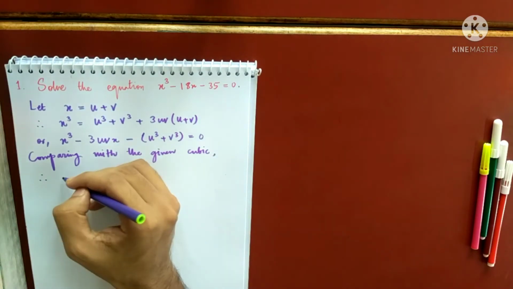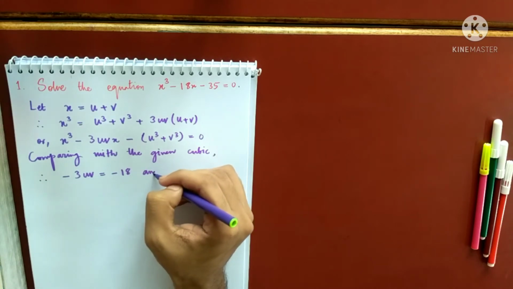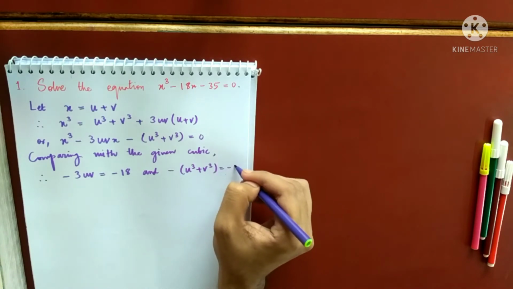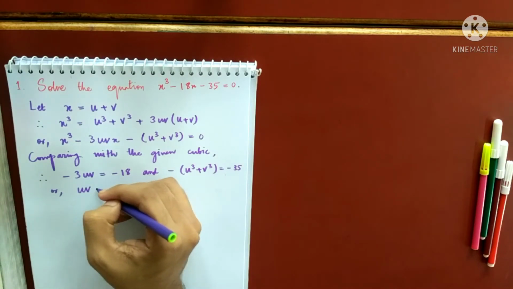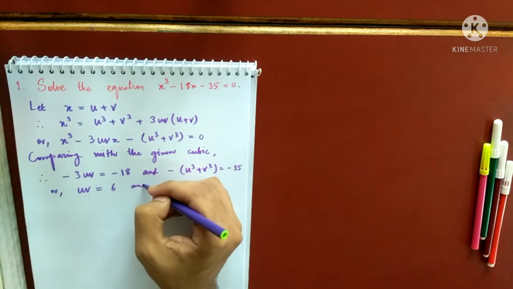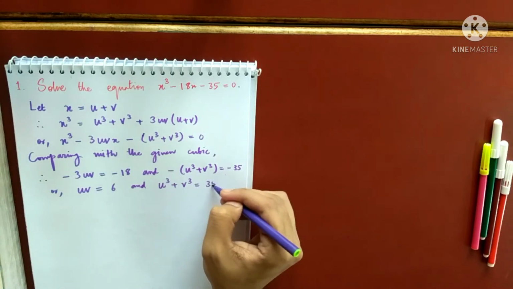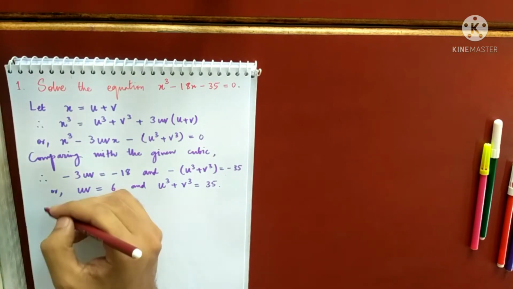I will get minus 3uv is nothing but minus 18, and minus u cube plus v cube equals minus 35. Comparing with the original cubic, uv is nothing but 6 and u cube plus v cube is nothing but 35. This much I had already explained, and what we are now going to do is find u cube minus v cube to find the values of u and v.